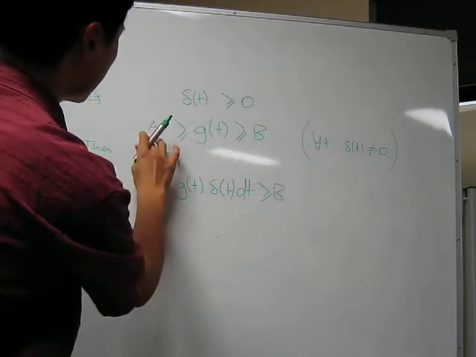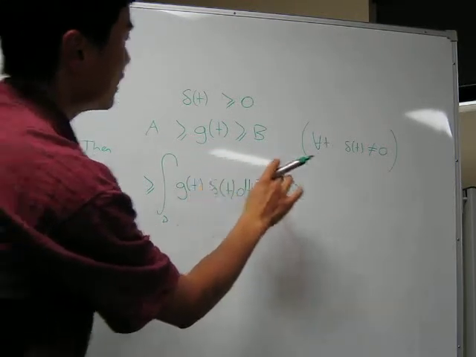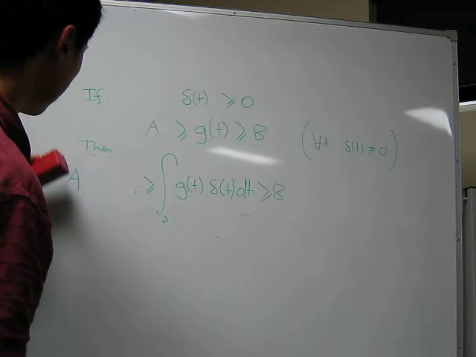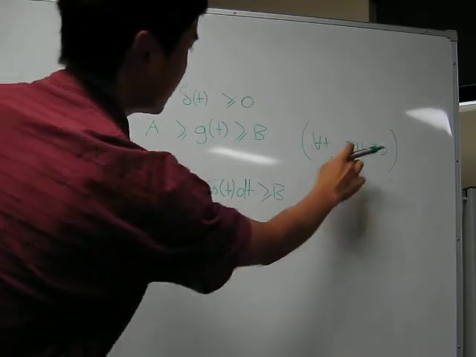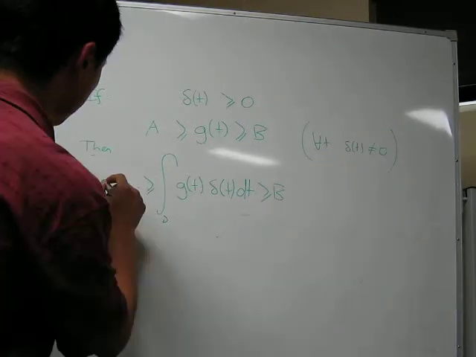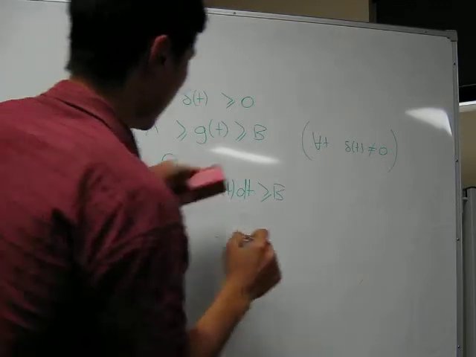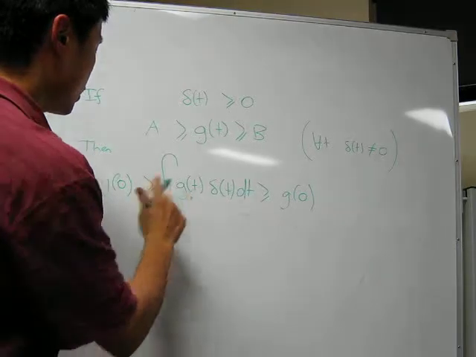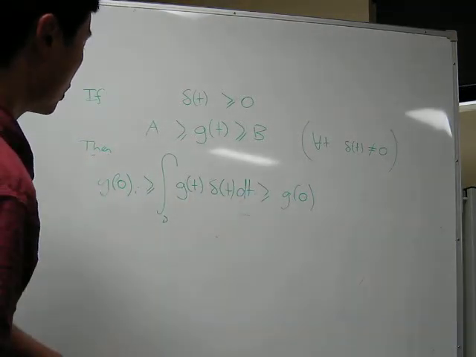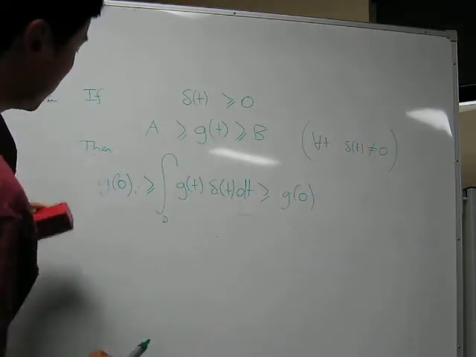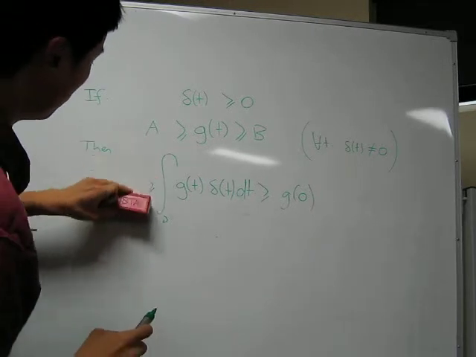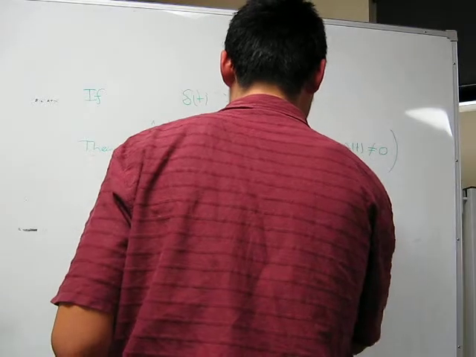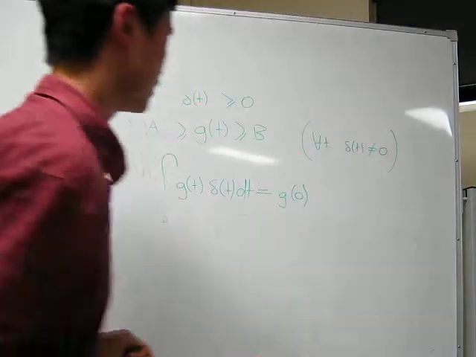So if a and b are the maximum and minimum values of g at all points where delta is not 0, well, there is only one place where delta is not 0, and that's t equals 0. So that's going to be g of 0, and this is also going to be g of 0. So there is only one thing that this integral could possibly be if we define delta as I've done on the other side of the board. There is only one thing that it could possibly be, and that's g of 0.